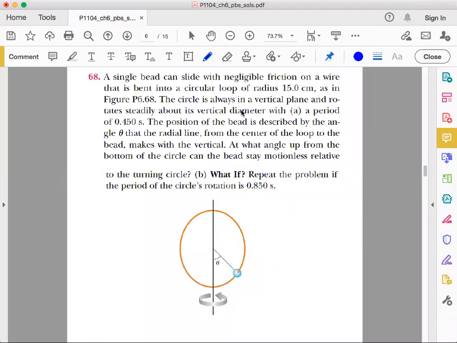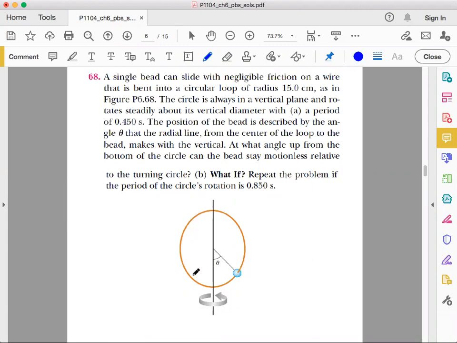A single bead can slide with negligible friction on a wire that is bent into a circular loop of radius 15 centimeters, as seen in the figure below. So here's the figure. Here is the wire, which is bent into a circle, and here is the bead, which is tied to it. Now, the circle is always in a vertical plane.